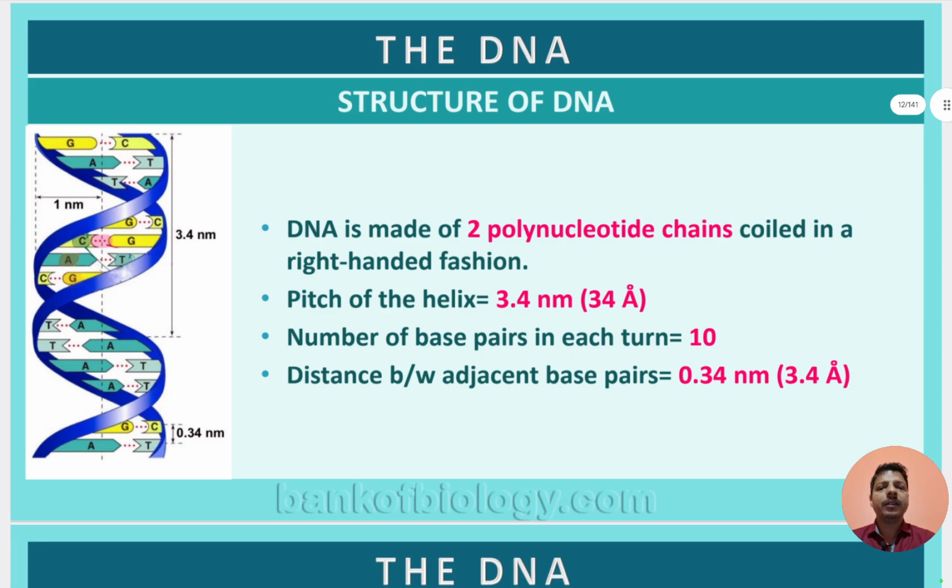Coming to structure, DNA is made up of two polynucleotide chains coiled in a right-handed fashion. As you can see, it is polynucleotide chain 1 and this is the second one. The pitch of the helix is 3.4 nanometer or 34 angstrom. The number of base pairs in each turn is 10, and the distance between adjacent base pairs is 0.34 nanometer or 3.4 angstrom, as mentioned here.